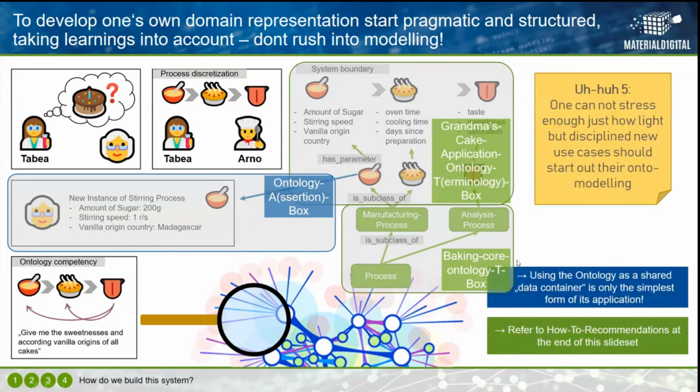To sum this up, one cannot stress enough how light new use cases should start out when it comes to modeling. So this is serious, keep this in mind, because we always turn out with too sophisticated approaches. We realize halfway through that we need to lower our expectations for our representation, just because you always run into this problem where you notice, oof, to regard this aspect, I actually have to model the entire world. You run into this problem, and you will do it just as well.